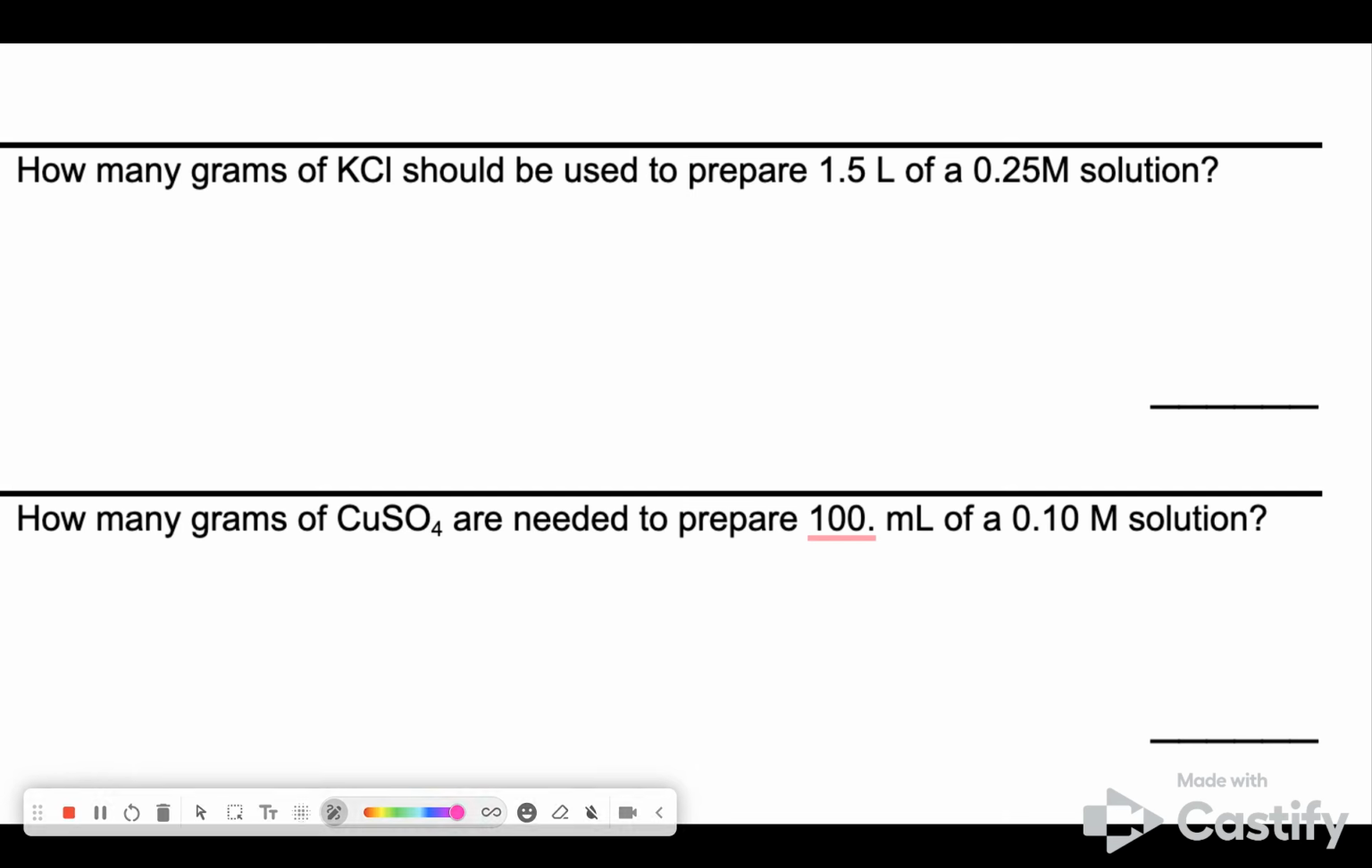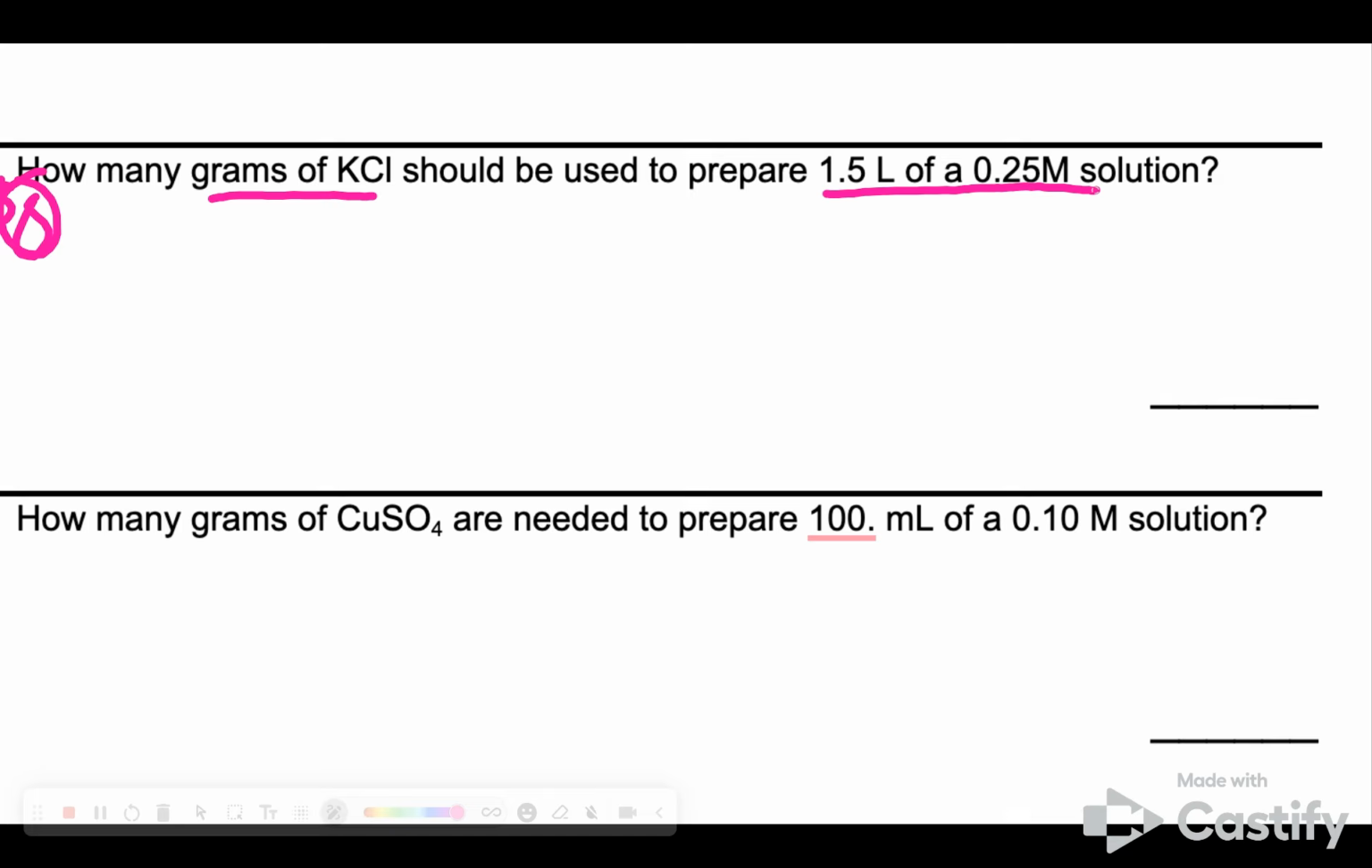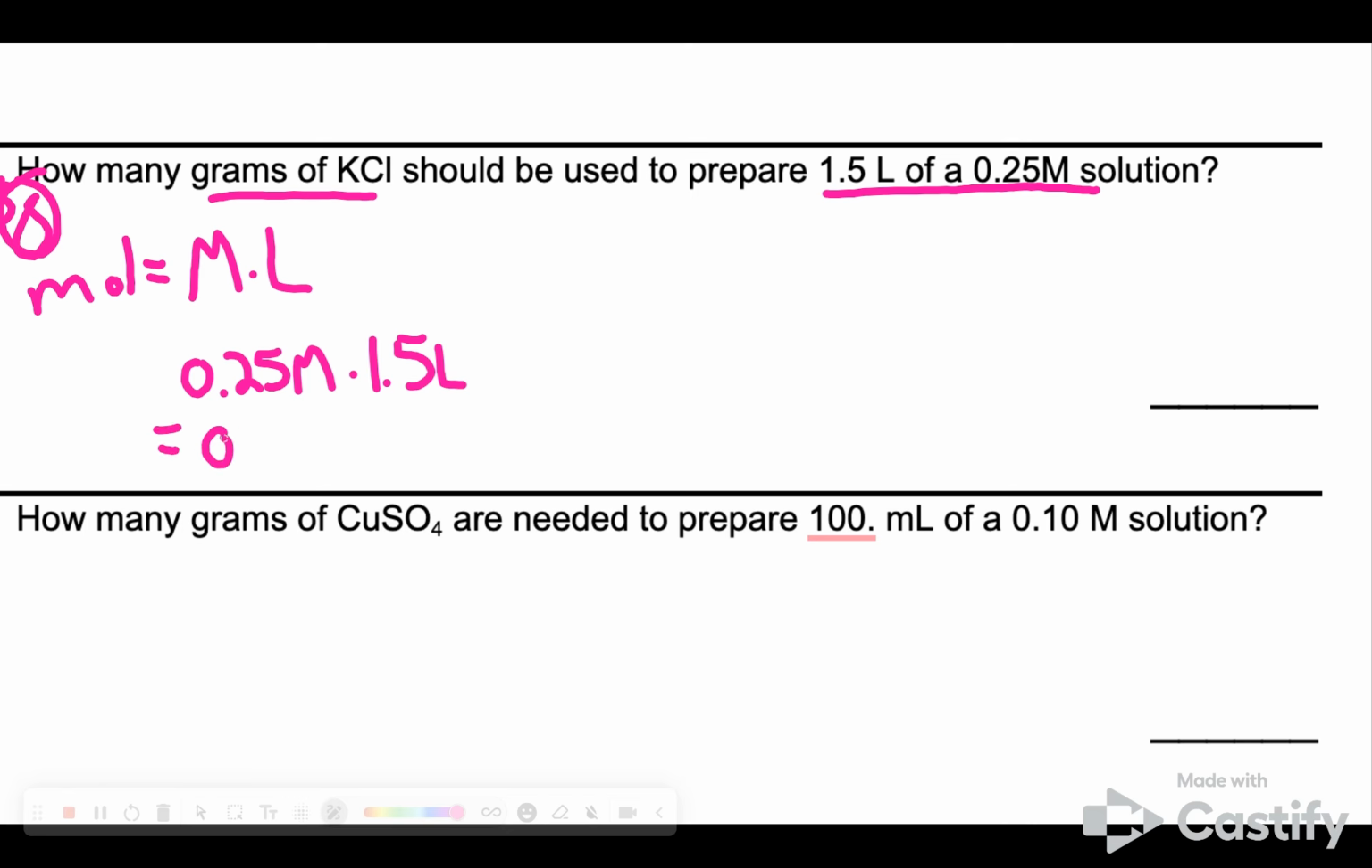Again, you can't really see this on the screen, my copy and pasting. So this is number 8 here. It says how many grams of KCl should be used to prepare a 1.5 liter of a 2.5 molar solution. So in this case here, we have to use the equation moles is equal to molarity times liters. So my moles are 0.25 molar times the 1.5 liters. So when I plug that into my calculator, I get 0.375 moles of KCl.